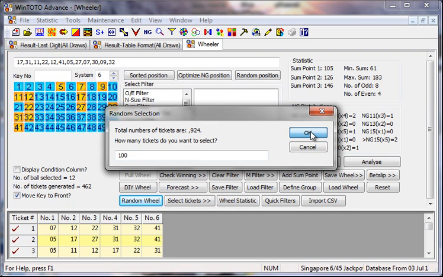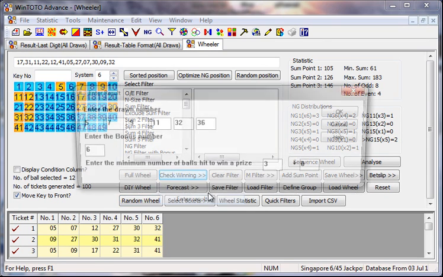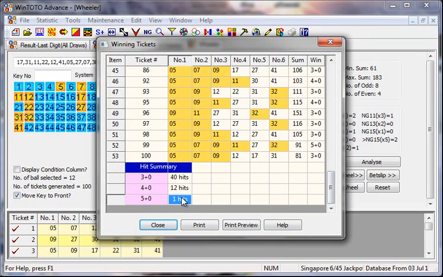Let's take a look at what happened. Now $100 out of 924 is actually almost 10%. Let's check the winning and see what happened. You still got a very good winning. In fact, you still got a 5 plus 0 winning, and then you still got a 4 plus 0 and also a 3 plus 0. So you can literally see for yourself that even though you only pay almost 10%, $100, you still got a very good chance of getting a very good hit.